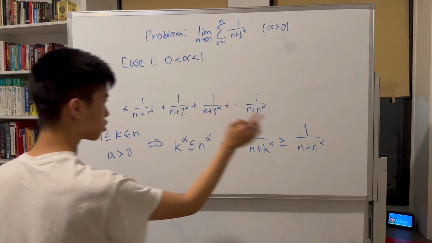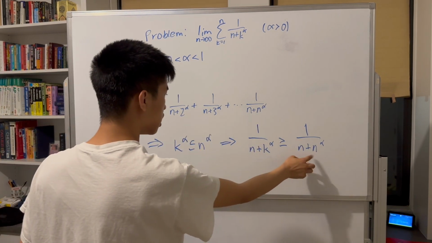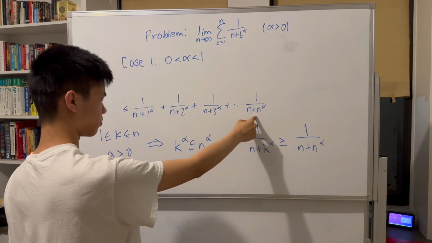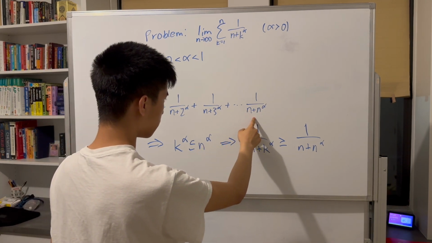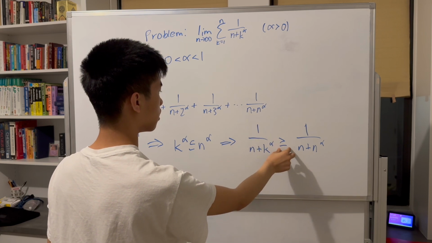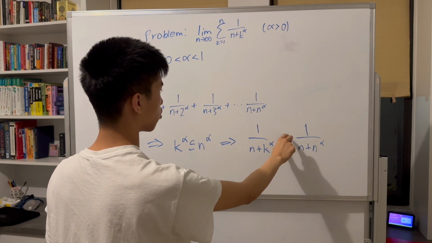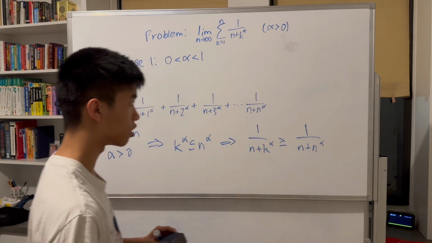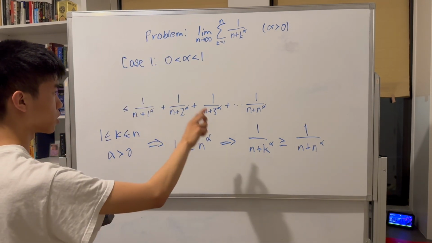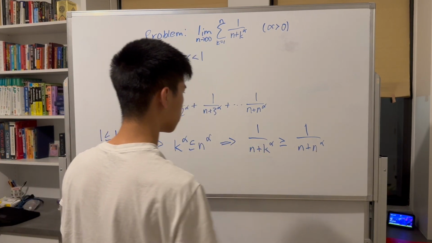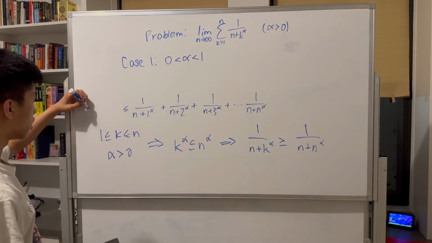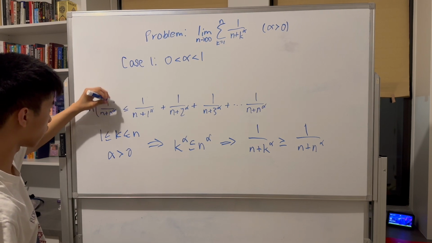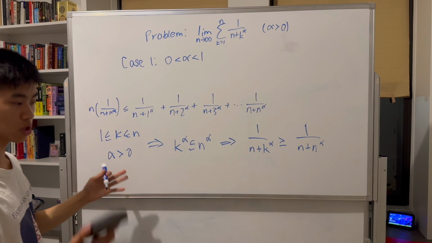So this term is equal to or greater than this term, is equal or greater than this, and so on all the way to this one. Equality falls under the umbrella of this type of inequality. So this is also equal to or greater than 1 over n plus n to the alpha. Since we have n different terms all equal to or greater than 1 over n plus n to the alpha, we have n times 1 over n plus n to the alpha. So we establish a lower bound.